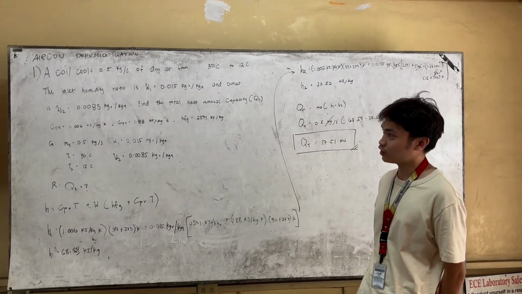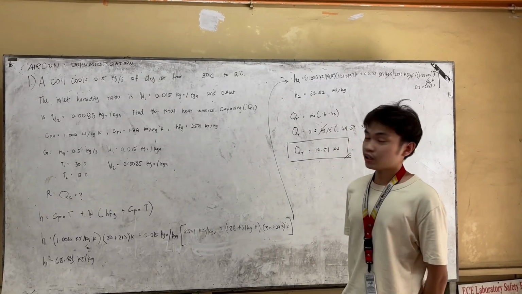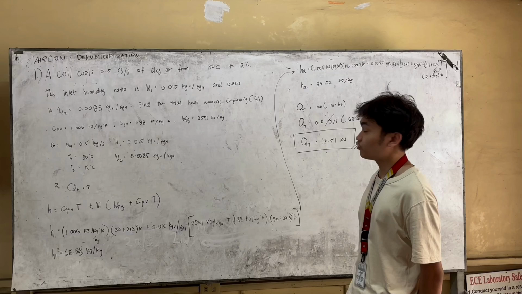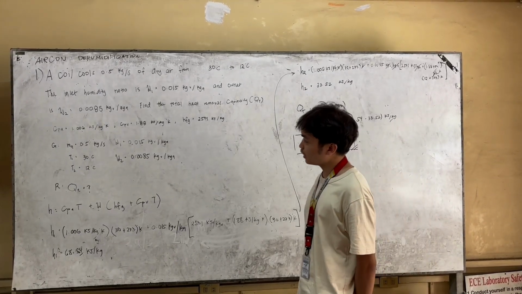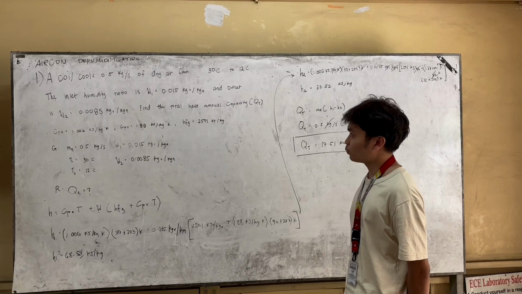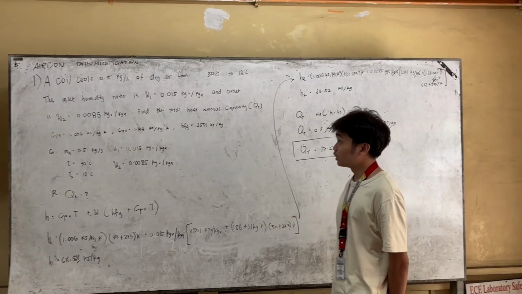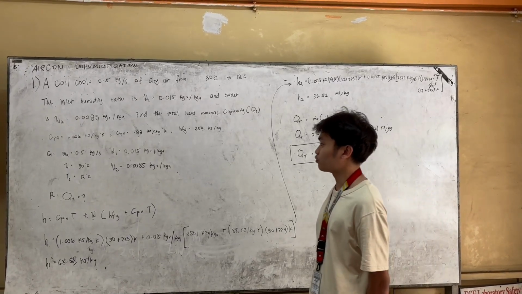The topic: dehumidification and air conditioning. So our first problem. A coil cools 0.5 kilograms per second of dry air from 30 degrees to 12 degrees Celsius. The inlet humidity ratio is 0.015 kilograms vapor per kilogram of dry air, and outlet is 0.085 kilograms vapor per kilogram of air.